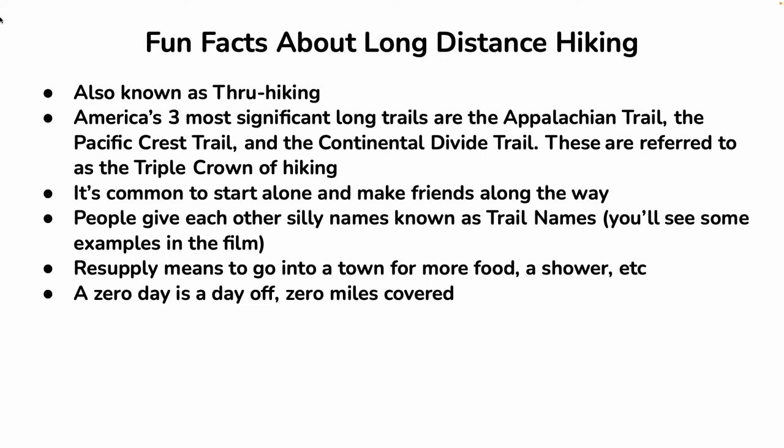So, let's give a little bit more background information about long-distance hiking before we go forward with the main event, the film that I'm going to show. So, also known as thru-hiking, America's three most significant long trails are the Appalachian Trail, the Pacific Crest Trail, that one goes down the West Coast states, and the Continental Divide Trail. They're each between 2,000 and 3,000 miles long, and together they are referred to as the Triple Crown of hiking. And I've done two out of those three, the Pacific Crest and the Continental Divide Trail.